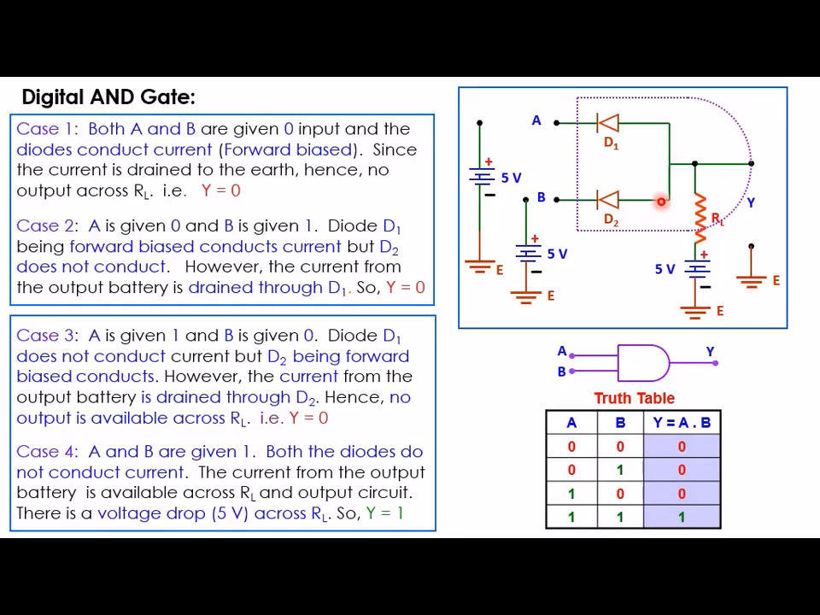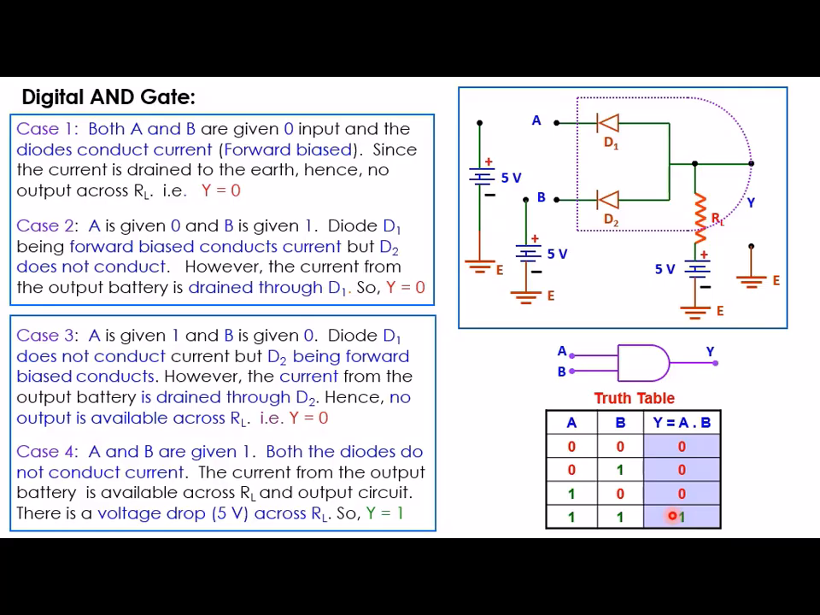Now one thing you should take notice of here is that when both the inputs are the same, the output is also the same. That means when A equals 0, B equals 0, the output is also equal to 0. When A equals 1, B equals 1, the output is also equal to 1. So if both the terminals are given the same input, then the output will also be the same. And this is an important fact which we will be using later. So please remember that.